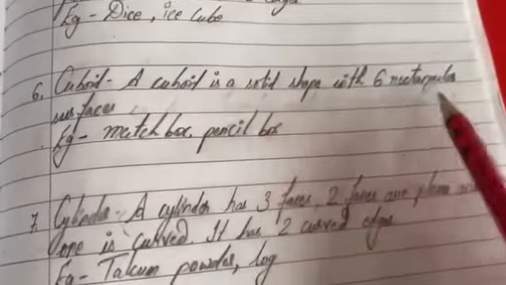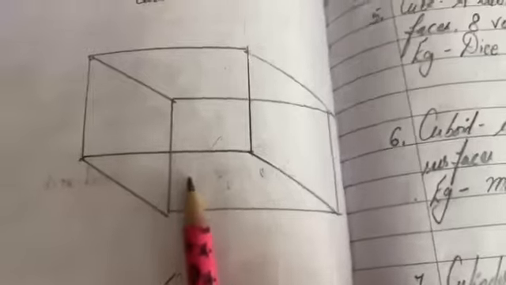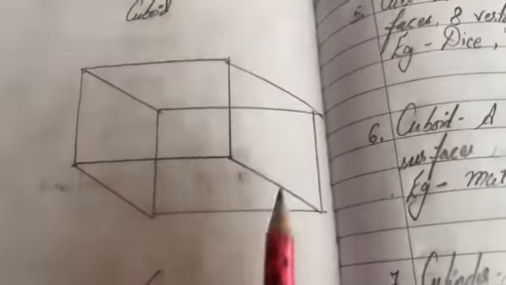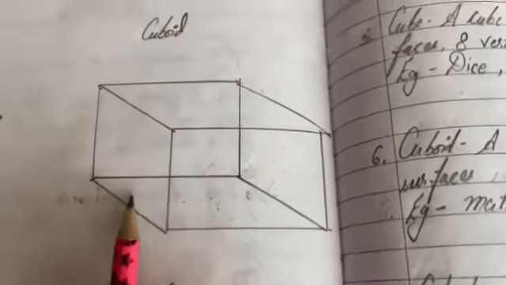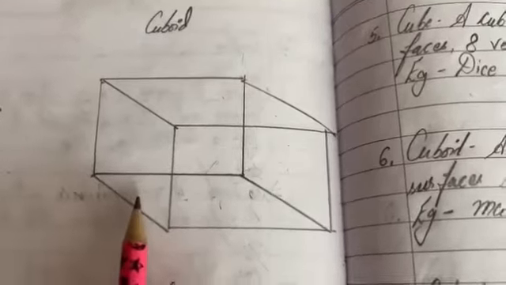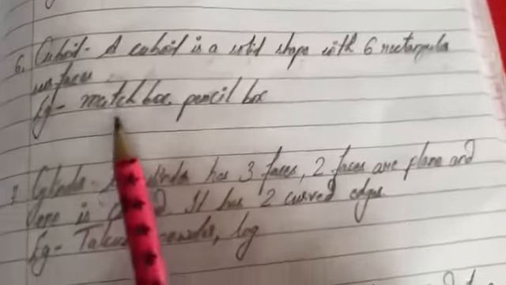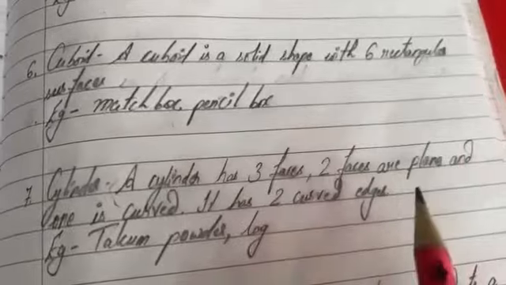A cuboid. A cuboid is a solid shape with 6 rectangular surfaces. So you can see this is a rectangular surface. It has rectangular surfaces. So it has 6 rectangular surfaces. Now the examples of a cuboid are a matchbox or a pencil box.